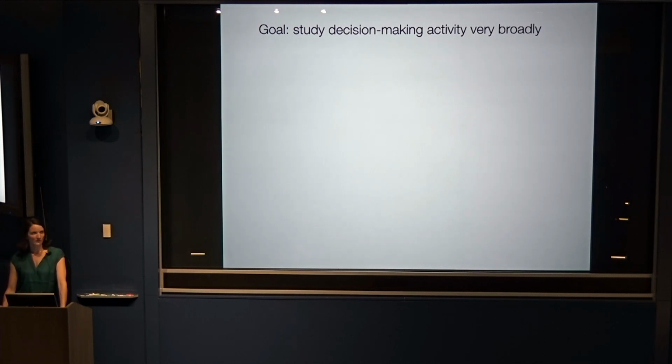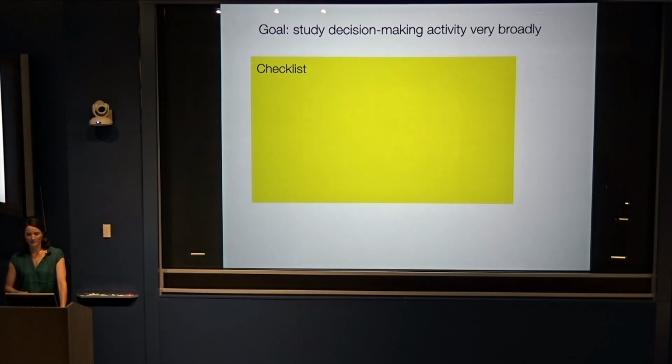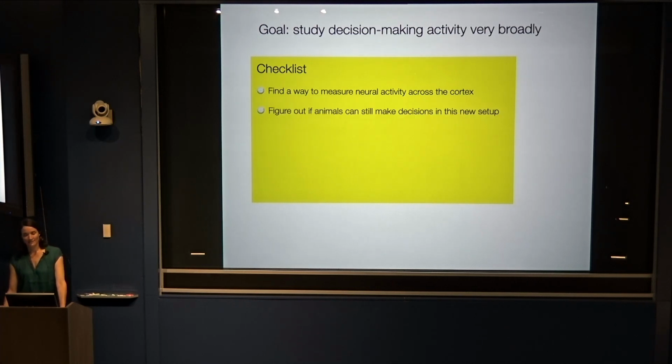So in order to get going on this new goal, we had to retool the lab, and we started off making a checklist. So the first thing we had to do was to find a way to measure neural activity across the cortex. We had no way to do that. Second, we had to figure out if animals can still make decisions in this new setup. And I'll tell you in a moment why that was a challenge. Next, measure neural activity and behavior together in the new setup. And finally, analyze it to see if it makes sense.